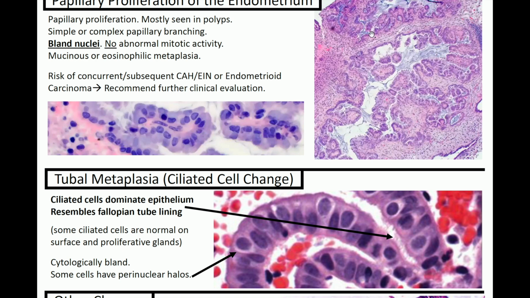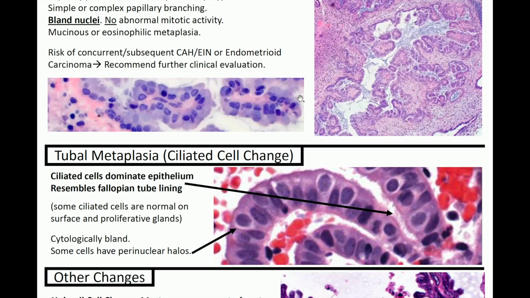And that makes sense, right? So if you see this on an endometrial biopsy, it should prompt in your head, like, this does not look normal. This isn't something that I regularly see on the endometrial biopsies I've seen so far. I'm only in my second year, but if you see something like that, it would make sense you would want to recommend further clinical evaluation.